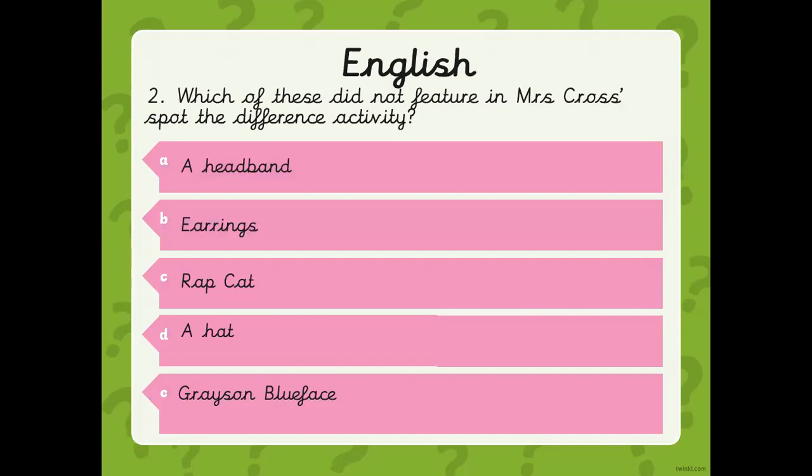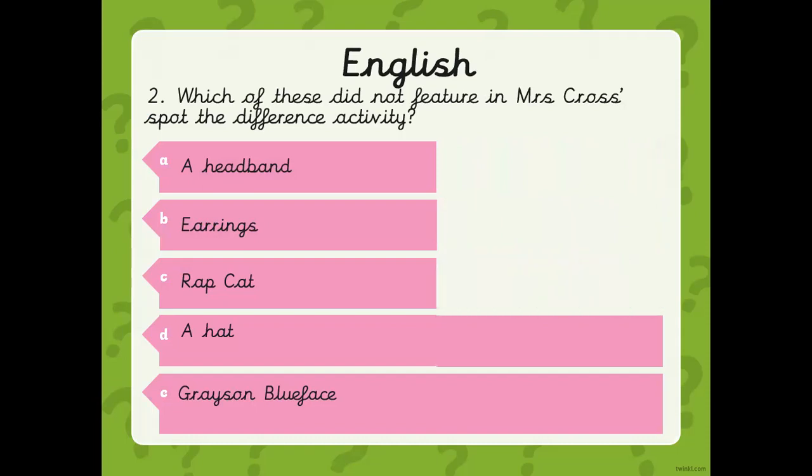Okay, your English question, question 2. Which of these did not feature in Mrs. Cross's Spot the Difference activity? A, headband, B, earrings, C, rap cat, D, a hat, or E, Grayson Blueface?